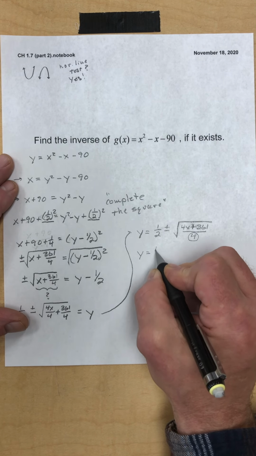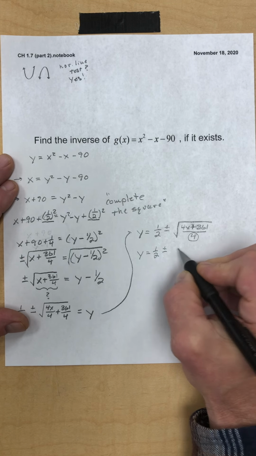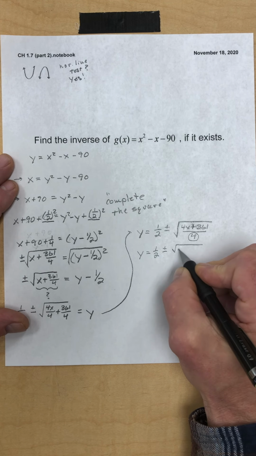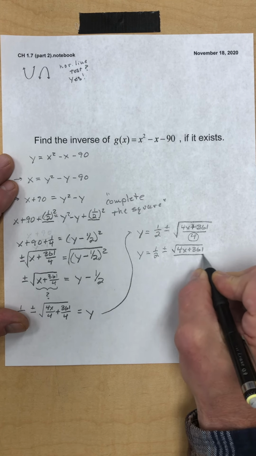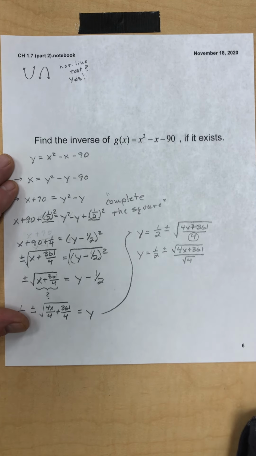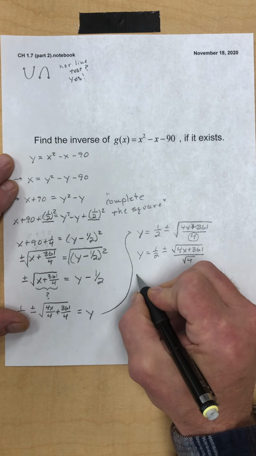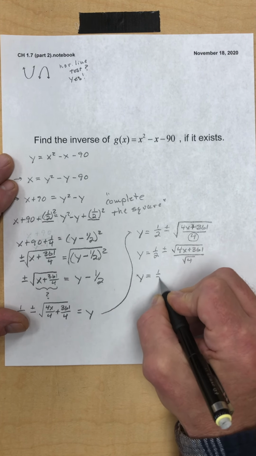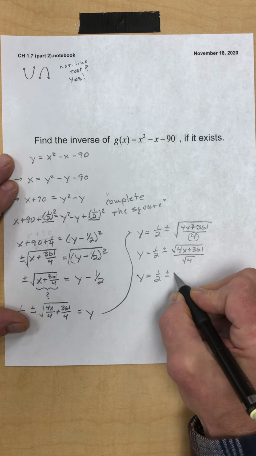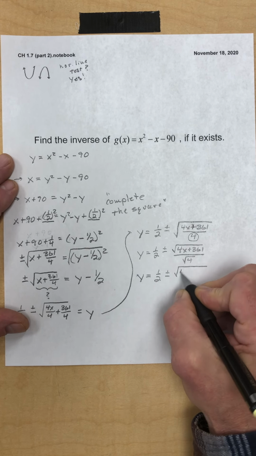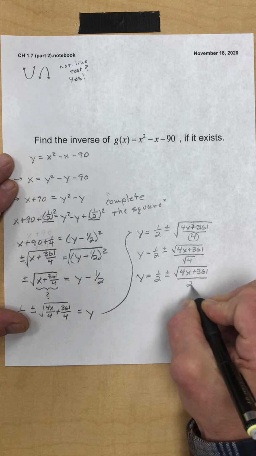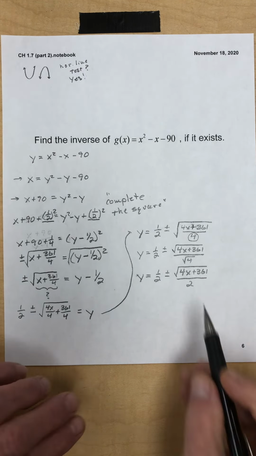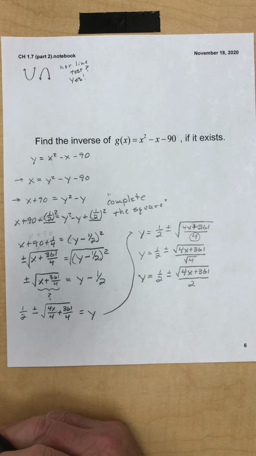So I get y equals 1/2 plus or minus the square root of 4x plus 361 over the square root of 4, and the square root of 4 is just 2. So I get y equals 1/2 plus or minus the square root of 4x plus 361 all over 2. Notice I can combine these into one big fraction, because they have the same denominator.